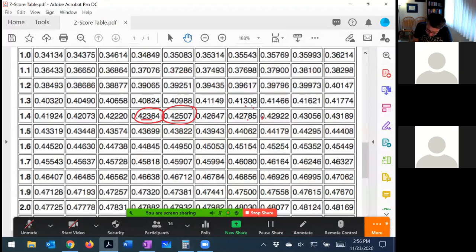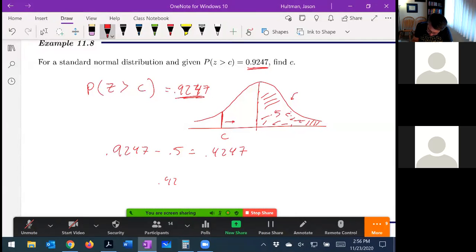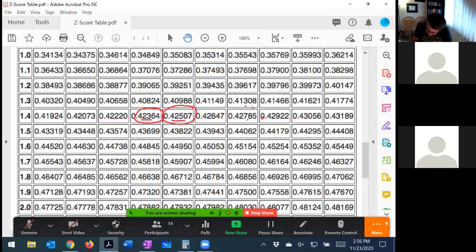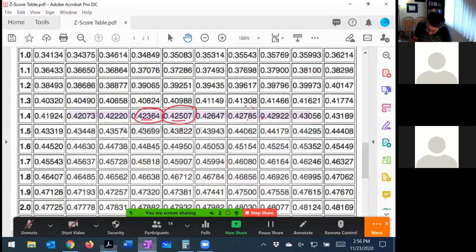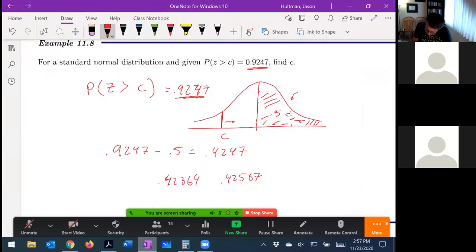This is 0.42364. And the upper one is 0.42507. Okay, so which one is closer? We could do some subtraction and find out how close they are. Or we could just see, okay, this is 0.423, right? Think of them like maybe change the decimal.